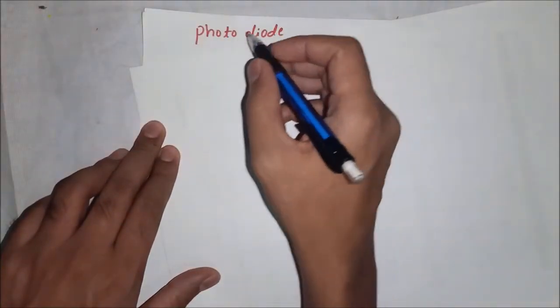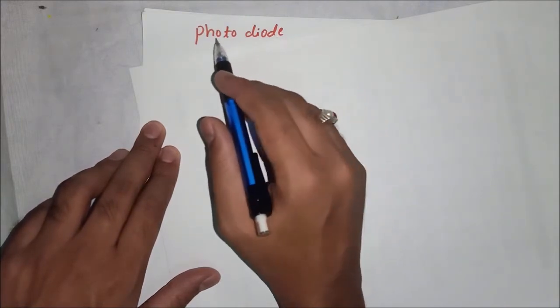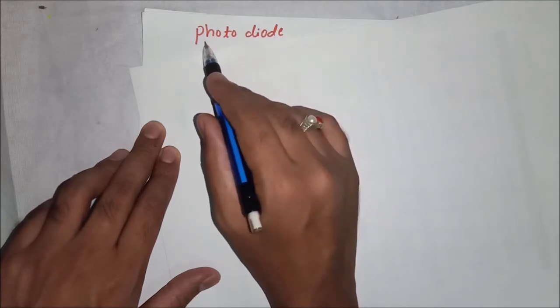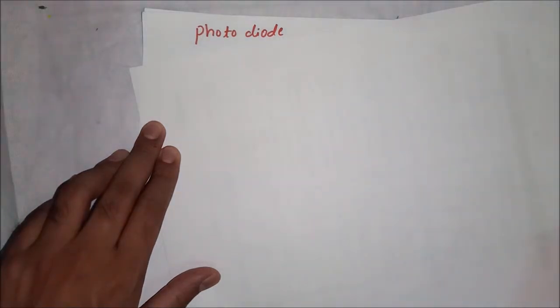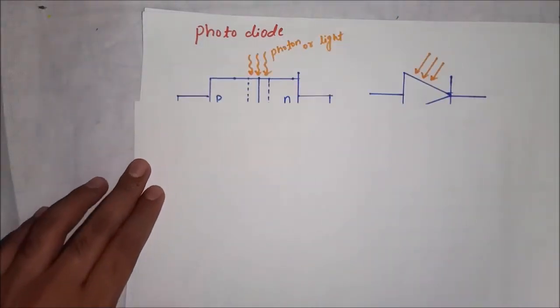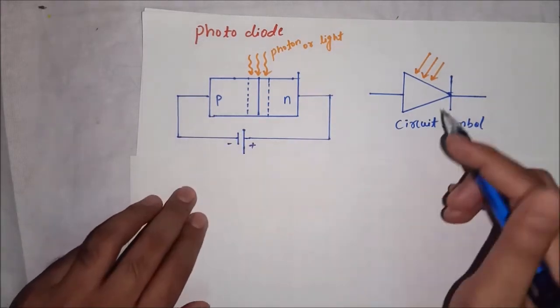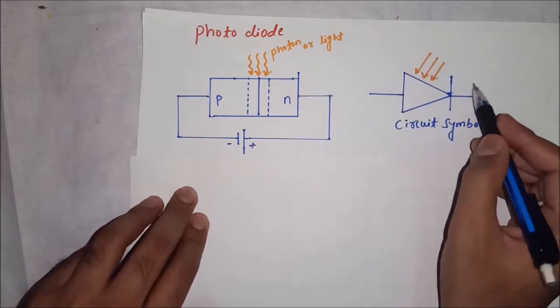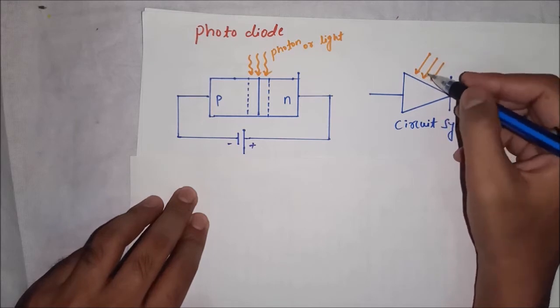Next topic is the first one, that is called as photodiode. What is photodiode? The photodiode is a diode that converts light energy or photon energy into electrical energy. Here the diagram is there for that. You can see, this is the symbol of photodiode. This is the normal diode and on which the photon or light is falling.